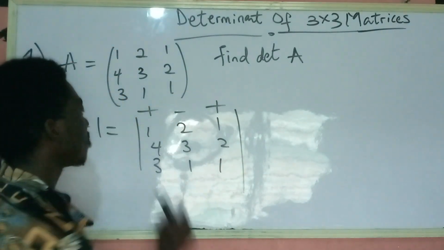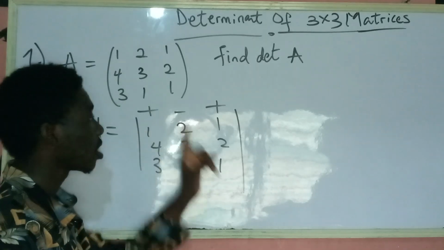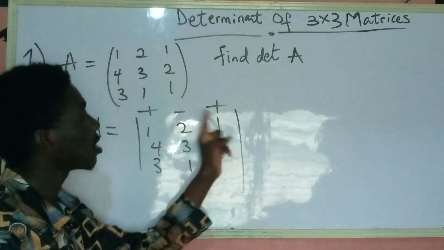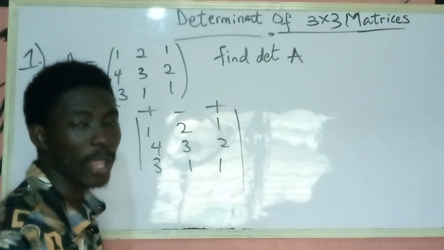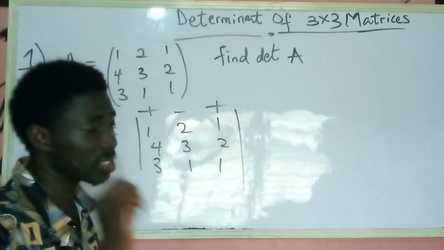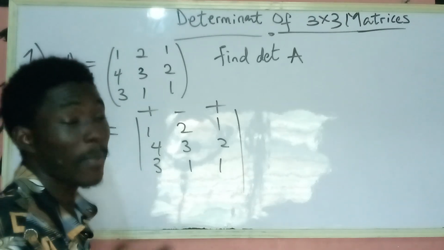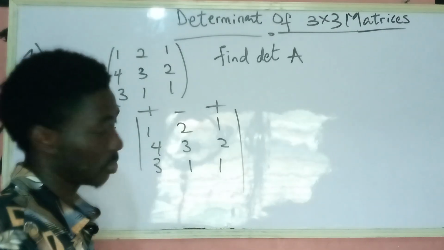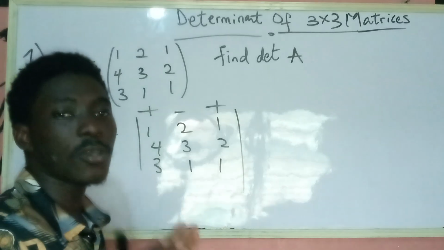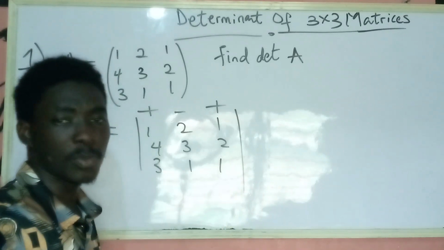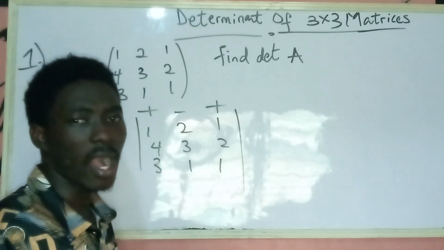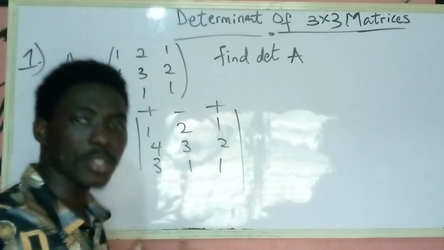So the first row, this 1 belongs to this plus. This minus belongs to this 2. And this plus belongs to the 1. Then you can go to the third step. The third step is each number occupies a particular row and a particular column. So anytime a number occupies a particular row and a particular column, the remaining numbers are what you consider.